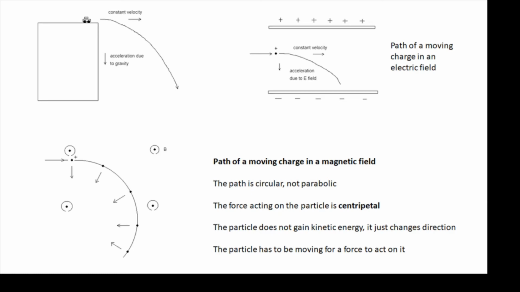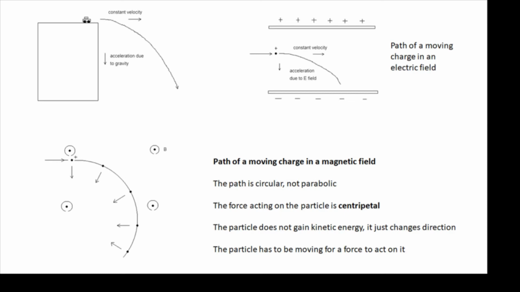Another big difference is that the particle doesn't gain kinetic energy. It doesn't speed up. In an electric field, the particle will gain kinetic energy. It will speed up. In a magnetic field, it just changes direction. It's a little bit like the moon in orbit around the Earth. The moon isn't speeding up, it's just changing direction due to the Earth's gravity.